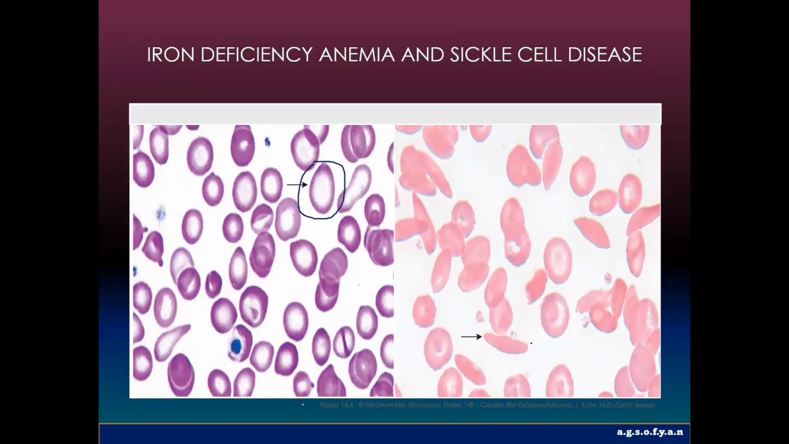This is sickle cell anemia. If you see this red blood cell, it's not normal in shape. It looks like a crescent moon. So the red blood cell has an abnormal shape, and because of this, it carries less oxygen. So this person will have anemia. It's called sickle cell anemia.